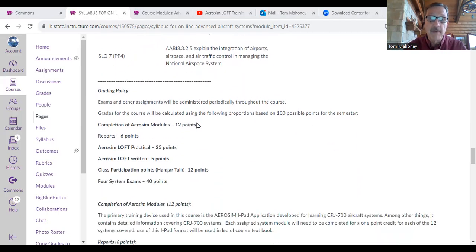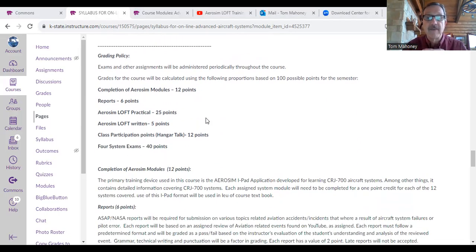Grading policy, that's probably what you're most interested in. I'm just going to give it to you briefly in the big picture. We have the AeroSim programs that, again, are going to be downloaded to your iPad. Those are going to be worth, well, first of all, let's say how many points we're going to provide you. The grade in this class has a maximum of 100 points that are set.